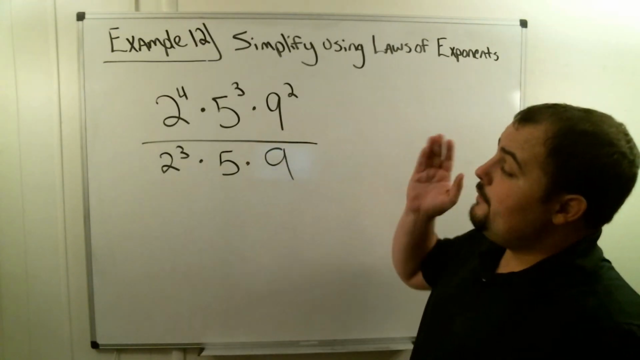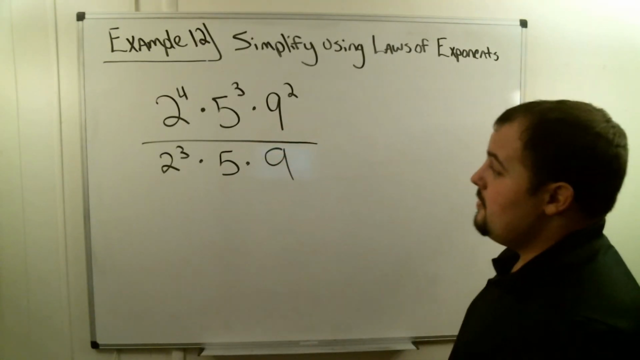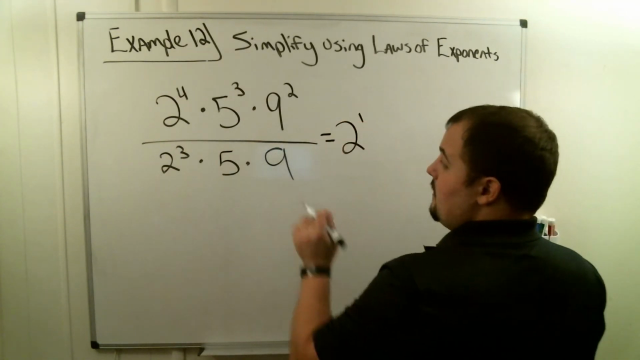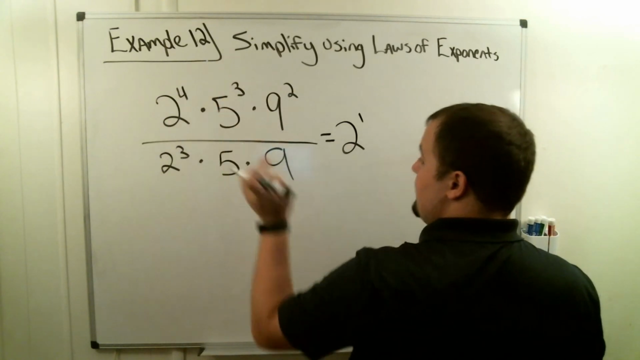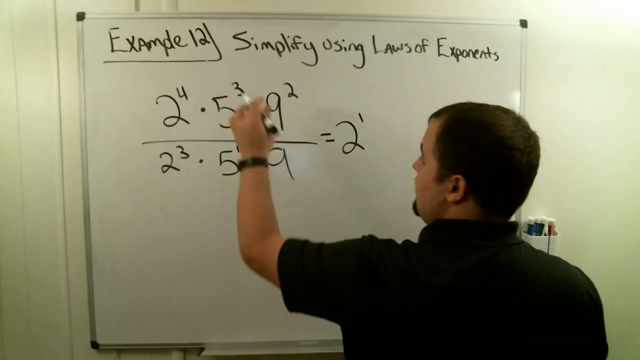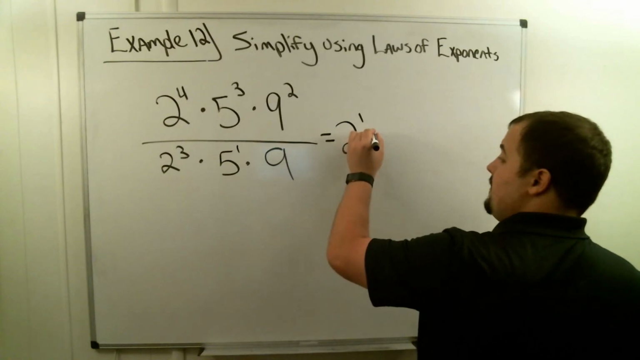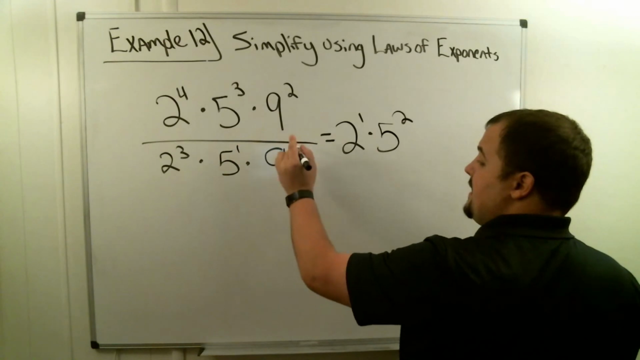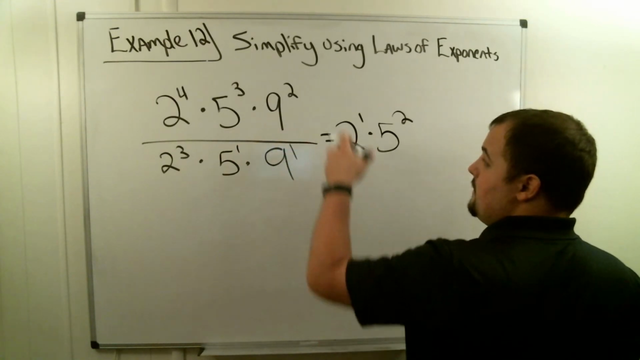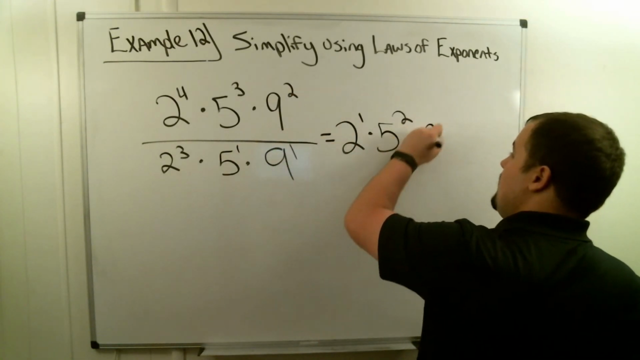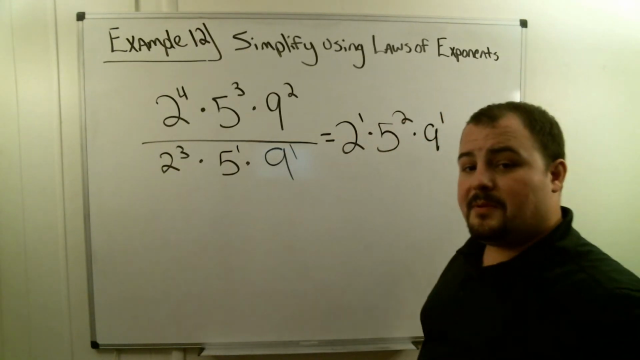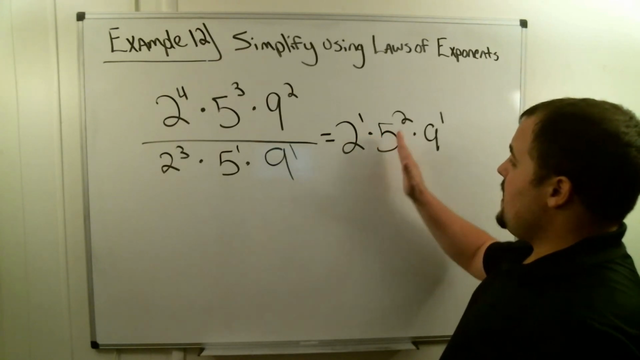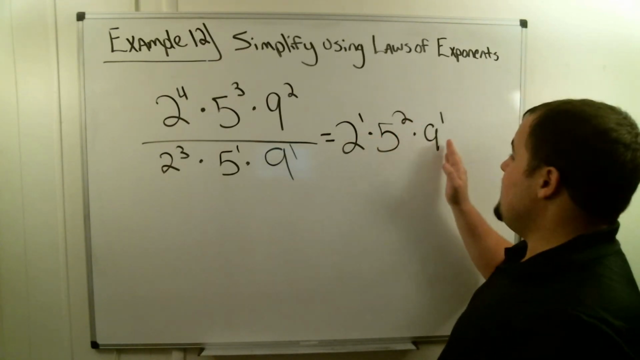So, 2 to the fourth power divided by 2 to the third, 4 minus 3, that's 2 to the first power. 5 to the third power divided by 5, well, that's 5 to the first power, 3 minus 1. That's 2. 9 to the second power divided by 9 to the first, because it's all by itself, 2 minus 1, that's 1. So in this problem right now, what I have is 2 to the first power times 5 to the second power times 9 to the first power.